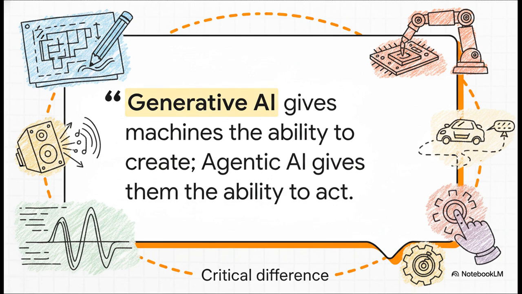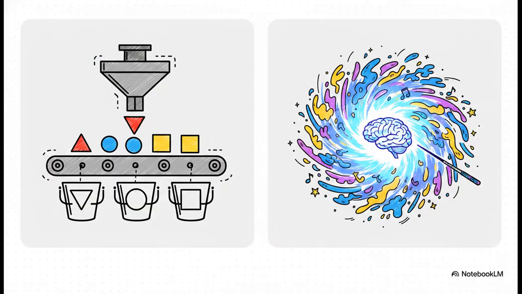It's one thing to have a machine that can write a poem or generate a block of code, but it's an entirely different, much more powerful ballgame when that machine can take real-world action based on what it just created. To put that into perspective, look at the sharp contrast between the old guard and the new frontier.